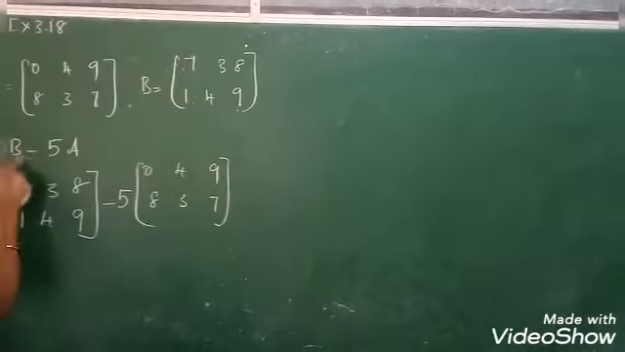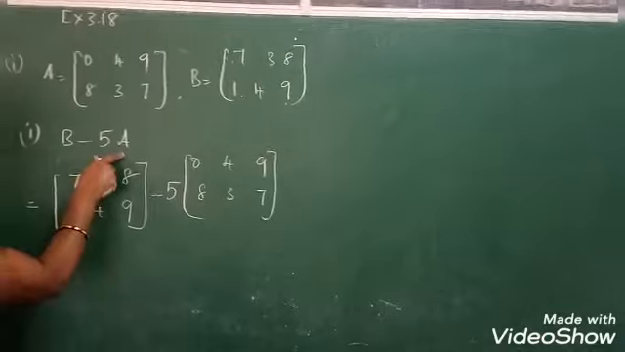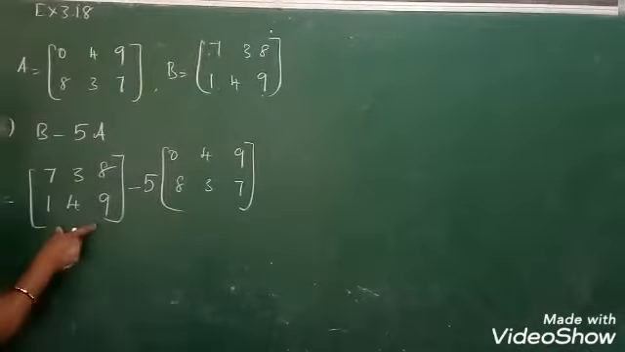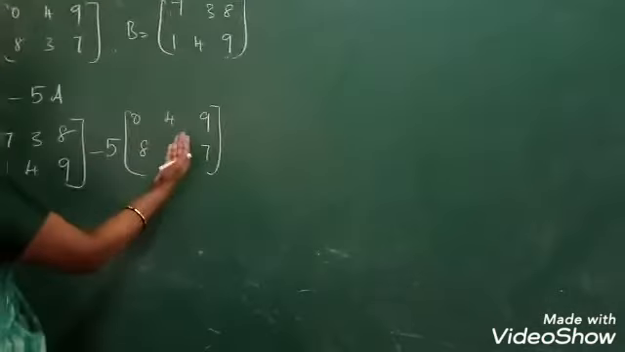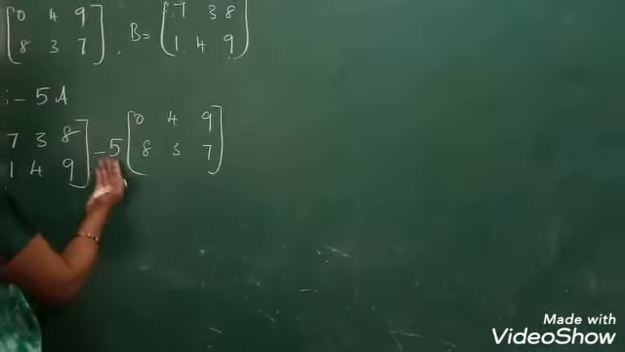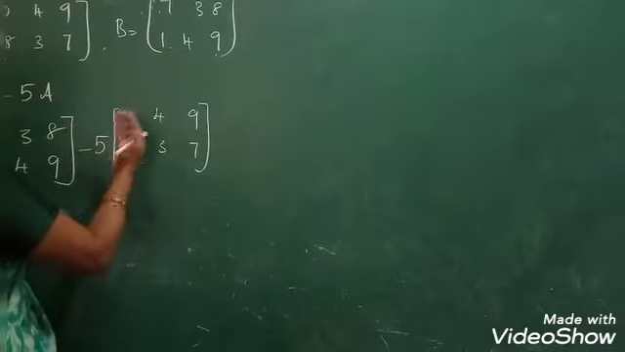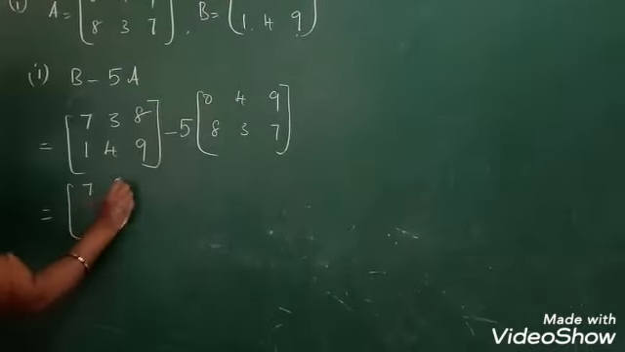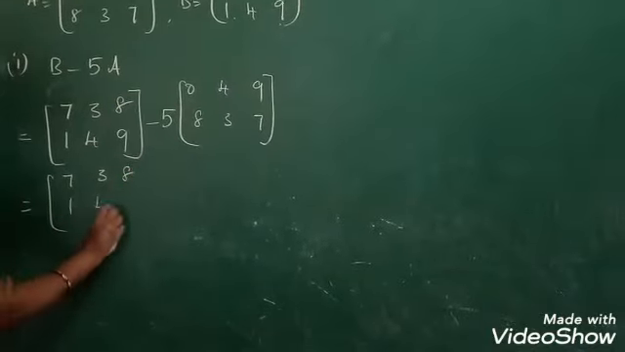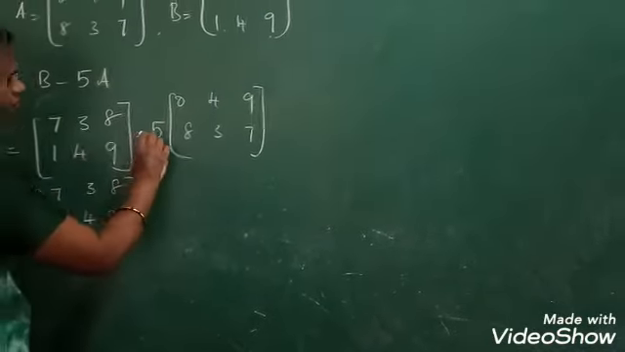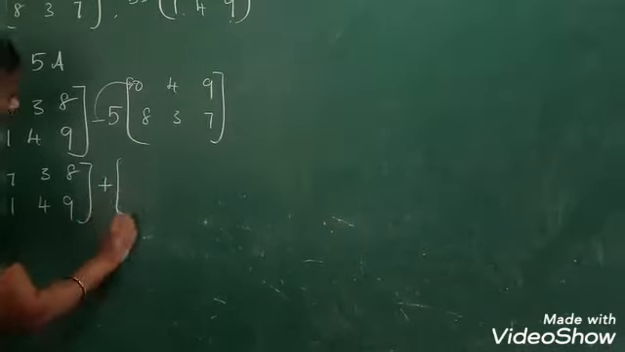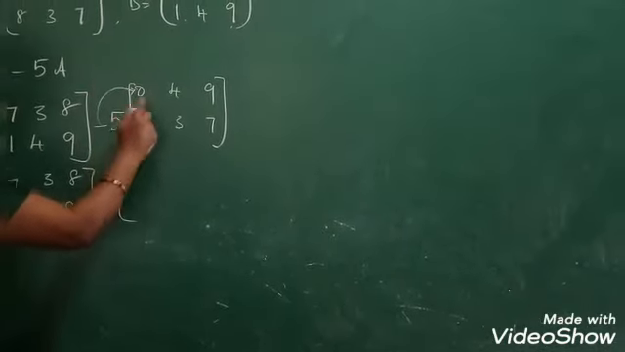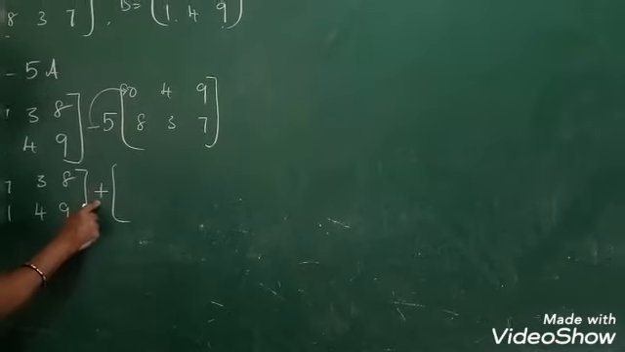See girls, B minus 5A, the question is, we want to simplify. So first we write the B matrix, then minus 5 times of A matrix. The minus 5 is the constant, you should put it inside, multiplied with all the elements, you will get one answer girls. Now 7, 3, 8 is the B matrix. If you multiply it by minus 5, you will put here plus, because the minus 5 should be inside, so you have to compensate with here plus.